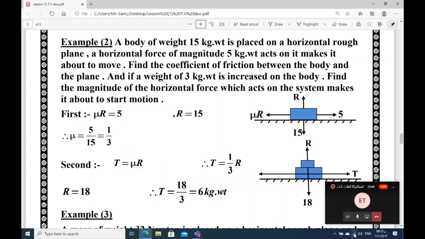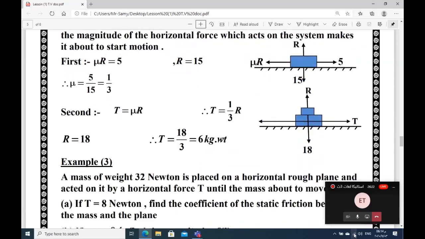So the other equation, 5 equals mu R. By substitution of R equals 15, mu equals 5 over 15, which is one third. Now we will complete the second part of the question. And if a body of weight 3 kilogram weight is added, we increase the weight of the body by 3 kilogram weight. So now we need more force to try to move the new body. The new body will be of weight 18, since 15 plus 3 equals 18.